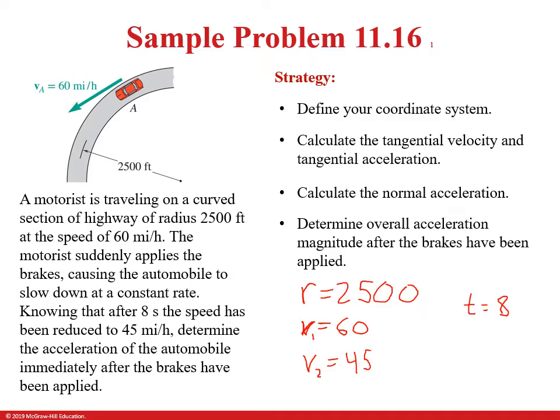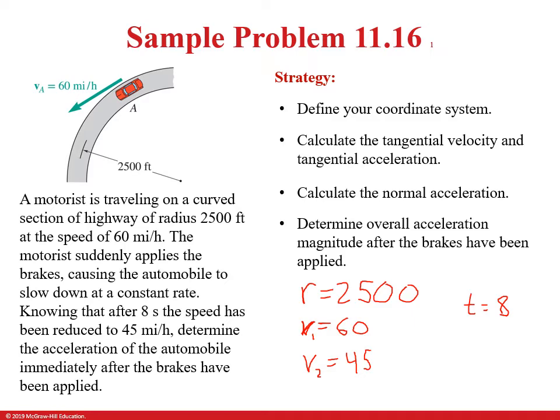So the instantaneous radius of curvature for this section of highway, probably an off-ramp of a highway, is 2,500 feet. And the instantaneous speed is 60 miles per hour. The motorist suddenly applies the brakes, causing the automobile to slow down at a constant rate. Knowing that after 8 seconds the speed has been reduced to 45 miles per hour, determine the acceleration of the automobile immediately after the brakes have been applied.